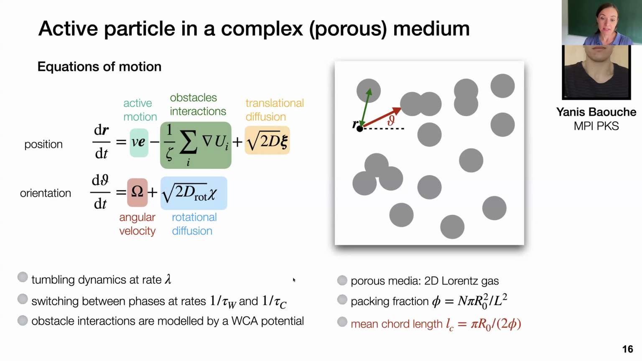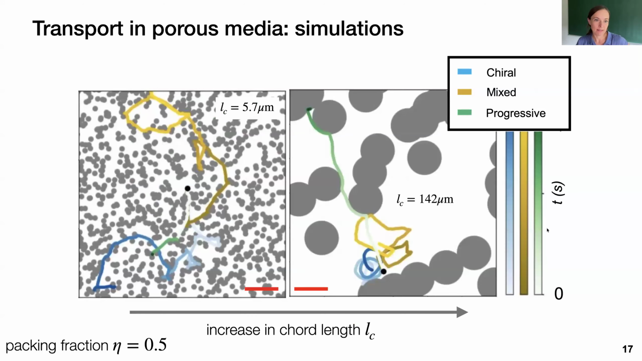And for simplification in this whole system, we also just use a 2D Lorentz gas, which is essentially we place obstacles randomly in the box and we let them overlap. And there is one parameter that I want you to remember, which is essentially the mean chord length that measures the average distance between these obstacles. I'm going to show you a few trajectories. So what we essentially do, we keep the packing fraction the same, but we want to tune the chord length, which is the distance between the obstacles. And one can do this by essentially playing with the size of these obstacles, okay?